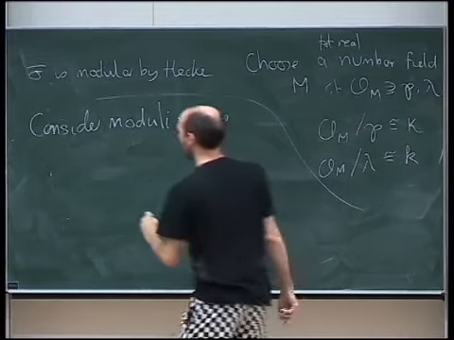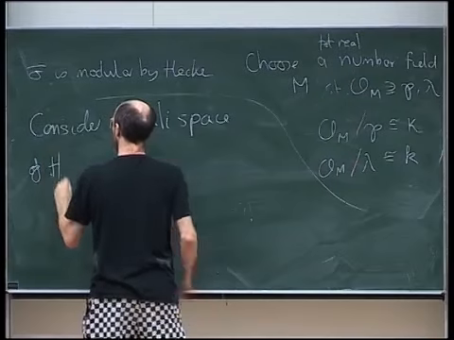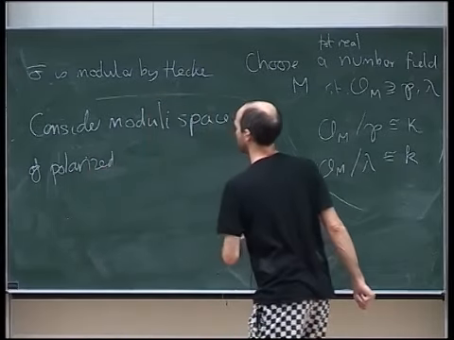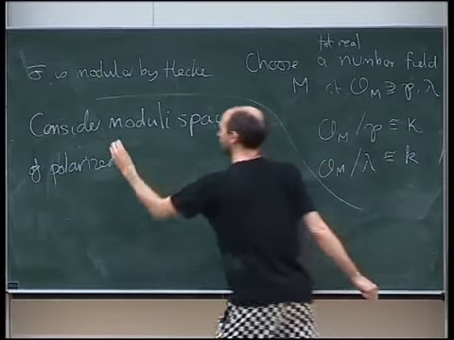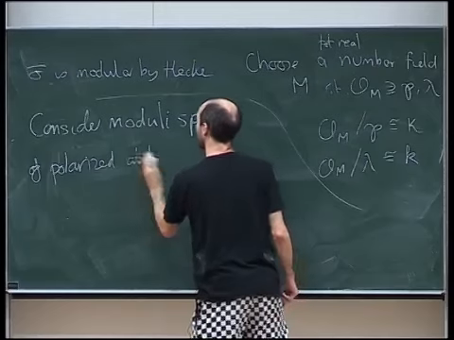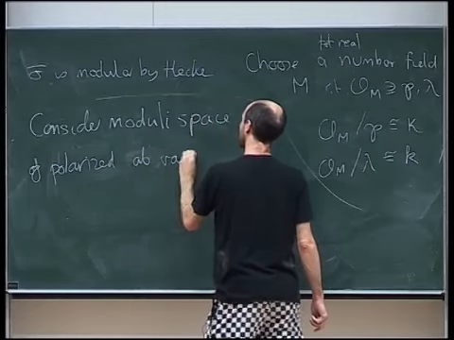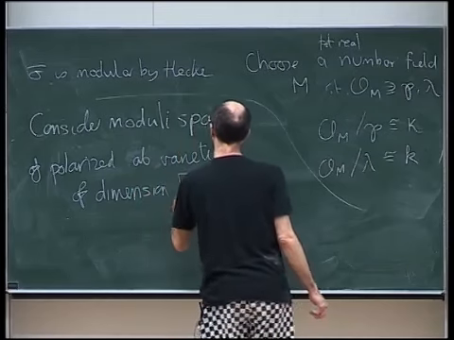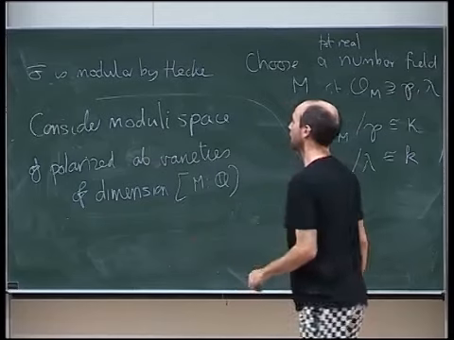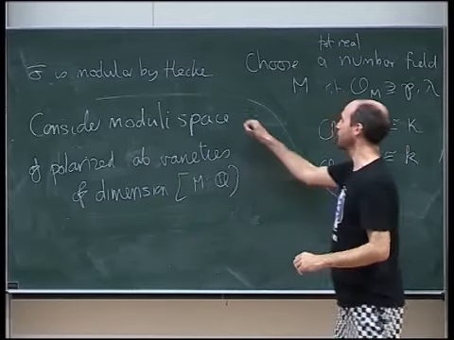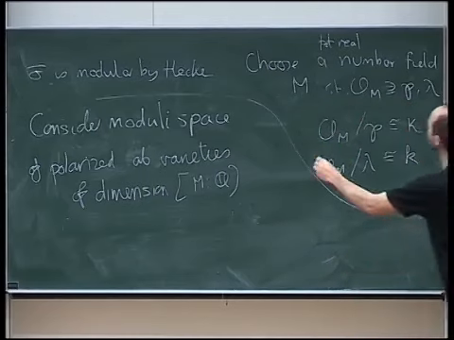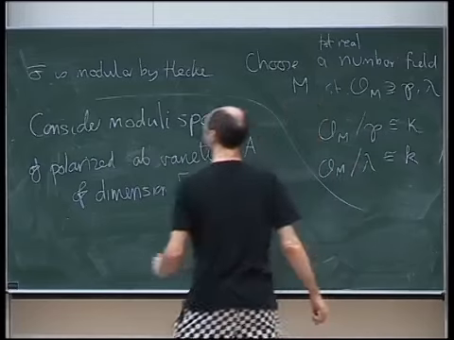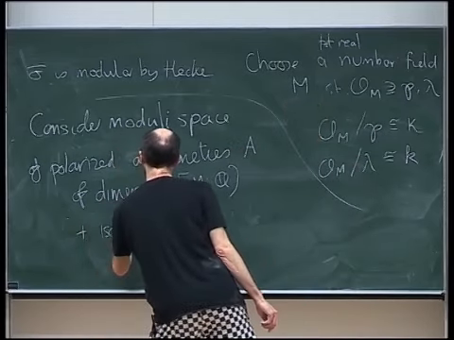Consider the moduli space of Hilbert, of polarized abelian varieties of dimension M over Q. So you see, this is an analog of elliptic curves with a point of order 5, but these are possibly huge dimensional. So abelian varieties A plus fixed isomorphisms that preserve.